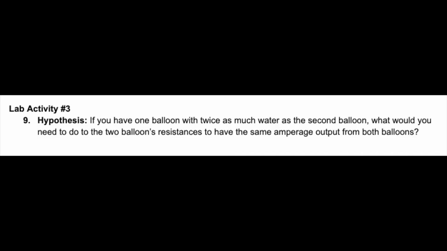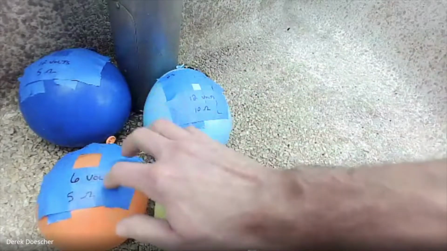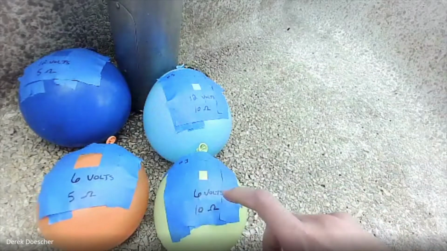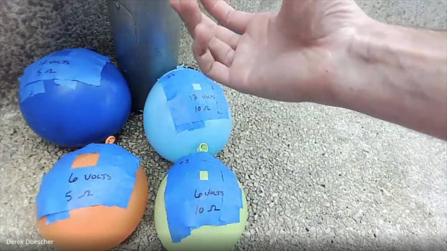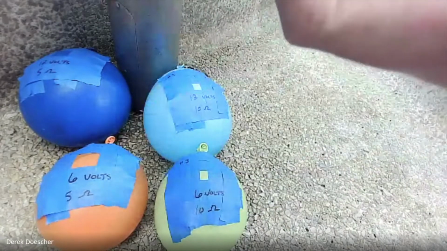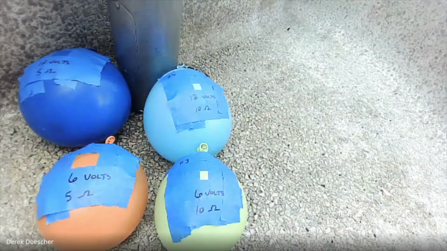So the last one: if you had one balloon with twice as much water as the second balloon, so twice as much voltage, what would you need to do to the resistance to have the same amperage output? I have 12 volts with 5 ohms of resistance, 12 volts with 10 ohms of resistance, 6 volts with 5 ohms of resistance, and 6 volts with 10 ohms of resistance. Voltage is how much water is in the balloon. Amperage is how much water comes out of the balloon. Resistance is that hole. The bigger the hole, the lower the resistance. So go ahead and hypothesize what you believe needs to happen so both have the same amount of amperage that comes out.